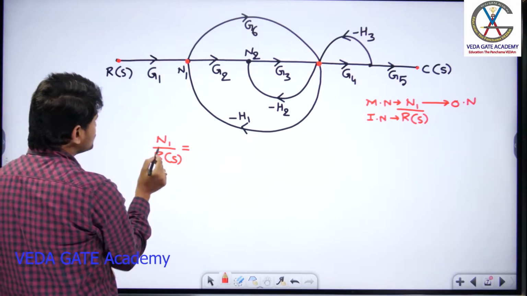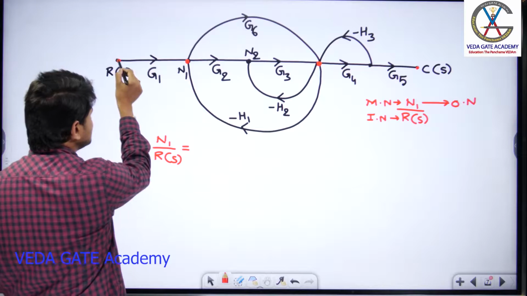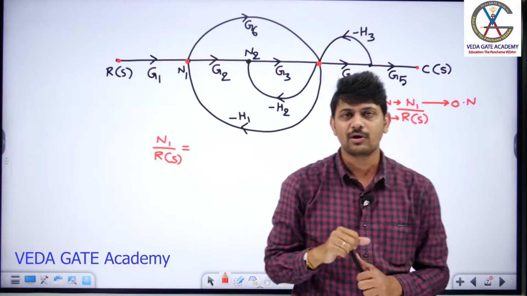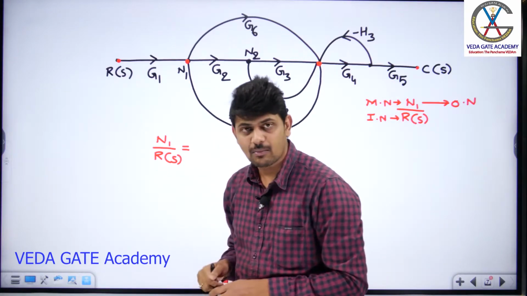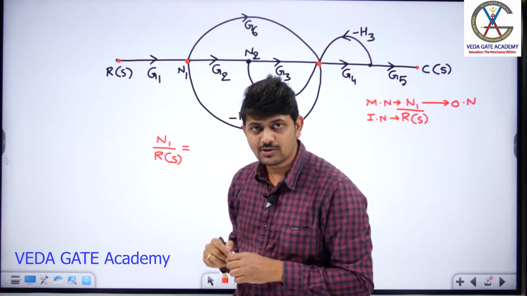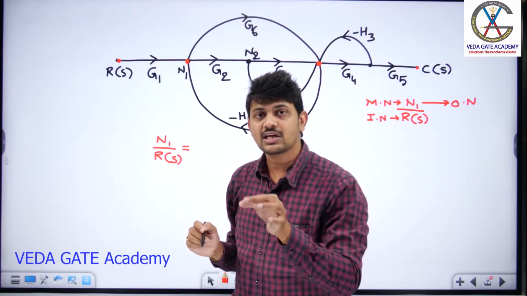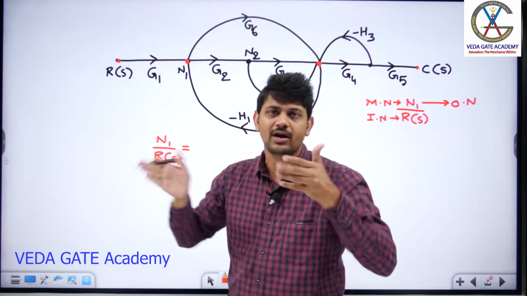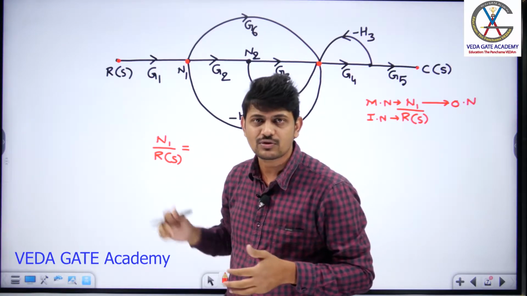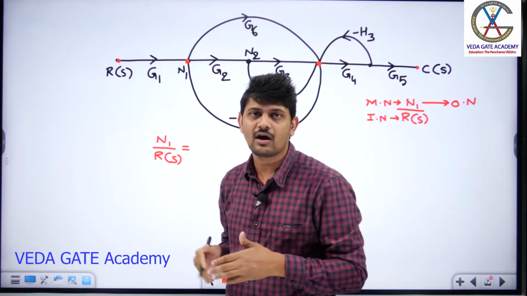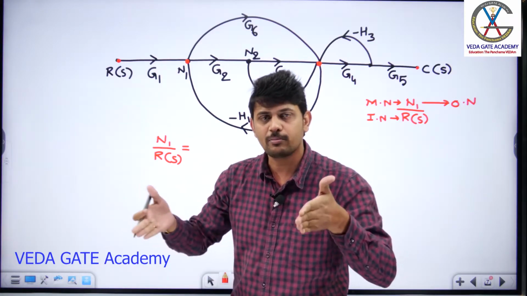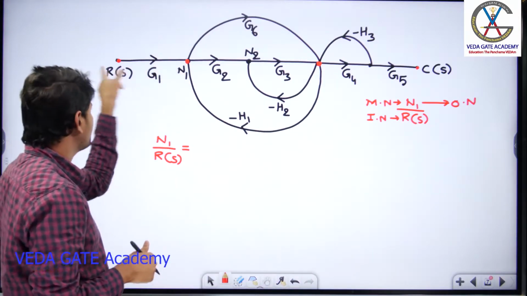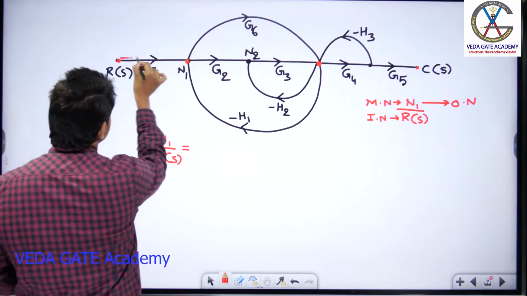Here, what you have to do is start from R of S and see how many ways you can reach N1. So for N1 by R of S, for identifying the number of forward paths, you have to see how many ways you can reach N1 from R of S. That means you need to identify the forward paths between the two nodes of our interest. What are the two nodes of our interest in this question? The two nodes of our interest are N1 and R of S. So you have to determine the number of forward paths between N1 and R of S. Now, can you tell me how many ways you can reach N1 from R of S? Only one way, guys. So this is the only one way.